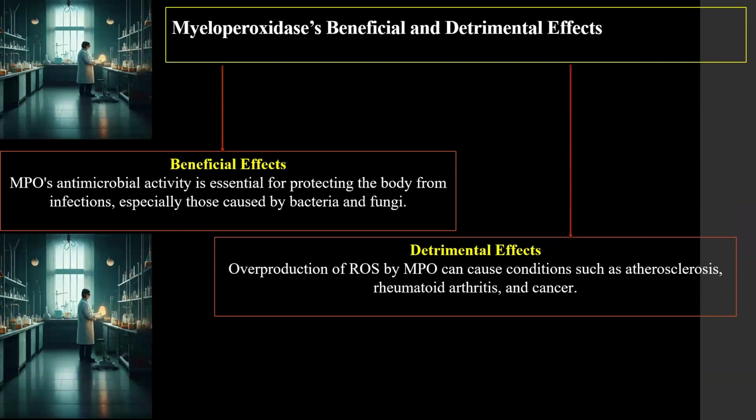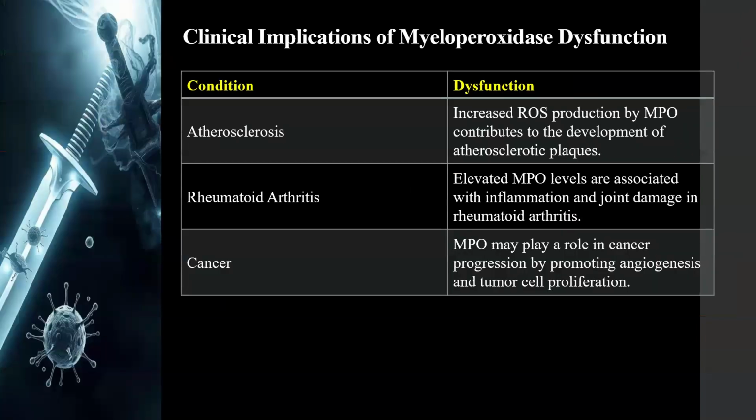Let's see the beneficial and detrimental effects of myeloperoxidase. Beneficial effect: the antimicrobial activity of myeloperoxidase is essential for protecting the body from infection, especially those caused by bacteria and fungi. The detrimental effect of myeloperoxidase is nothing but the harmful effect. Overproduction of ROS by myeloperoxidase can cause conditions such as atherosclerosis, rheumatoid arthritis, and cancer.